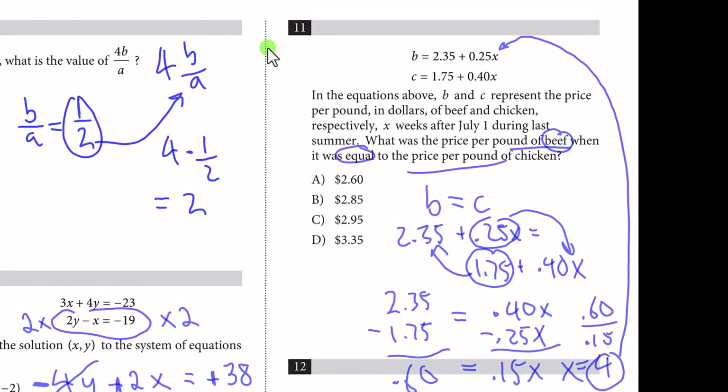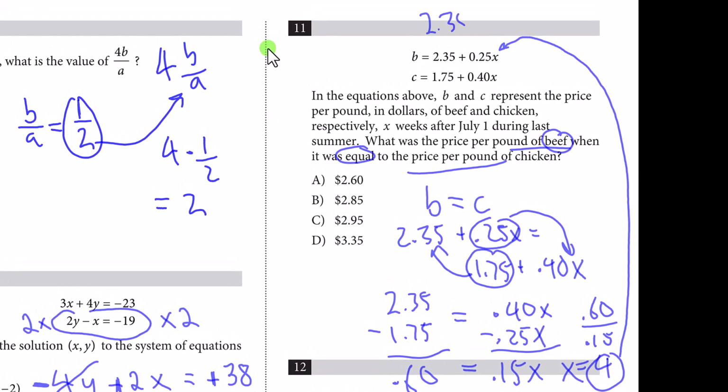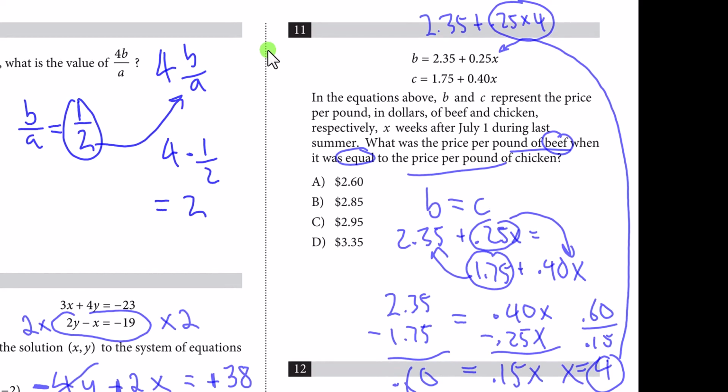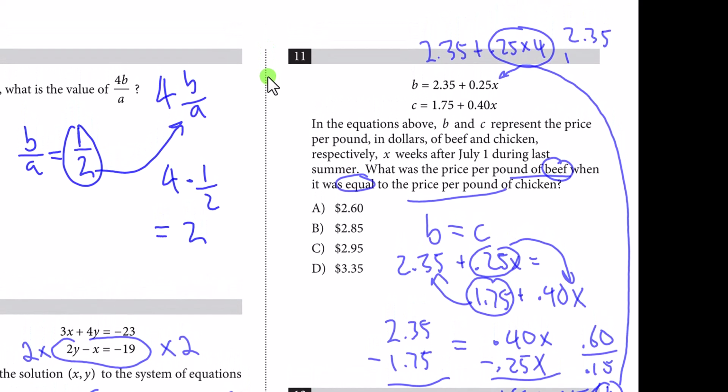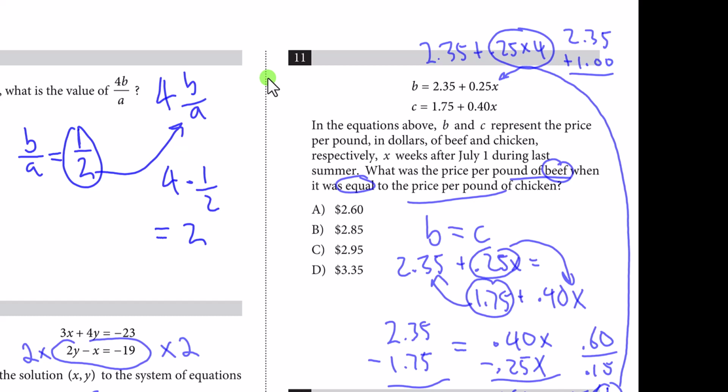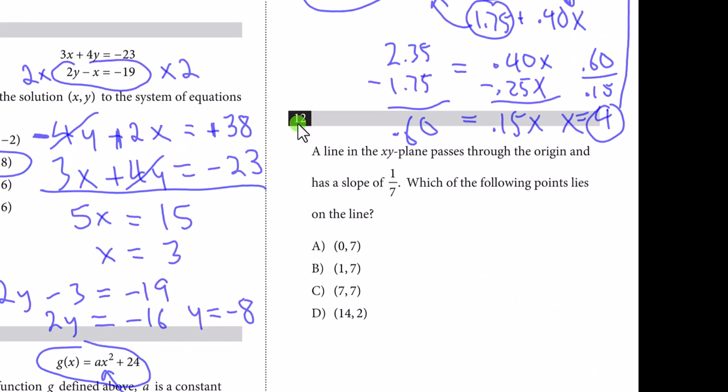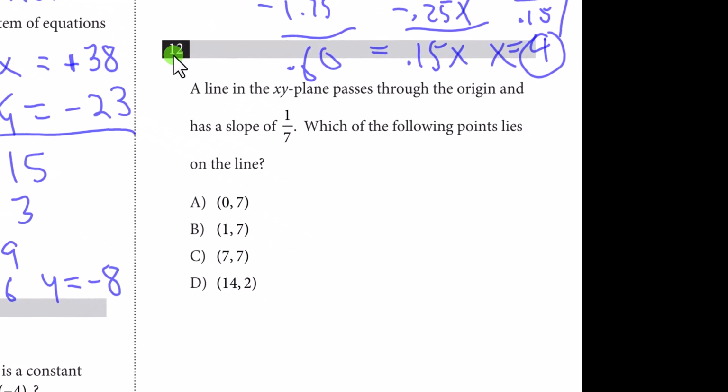So now we've got 2.35 plus 0.25 times 4. That part's going to give you $1. So it's 2.35 plus $1. That's going to give you 3.35. And your answer is D. Question number 12. A line in the XY plane passes the origin, has a slope of 1/7.